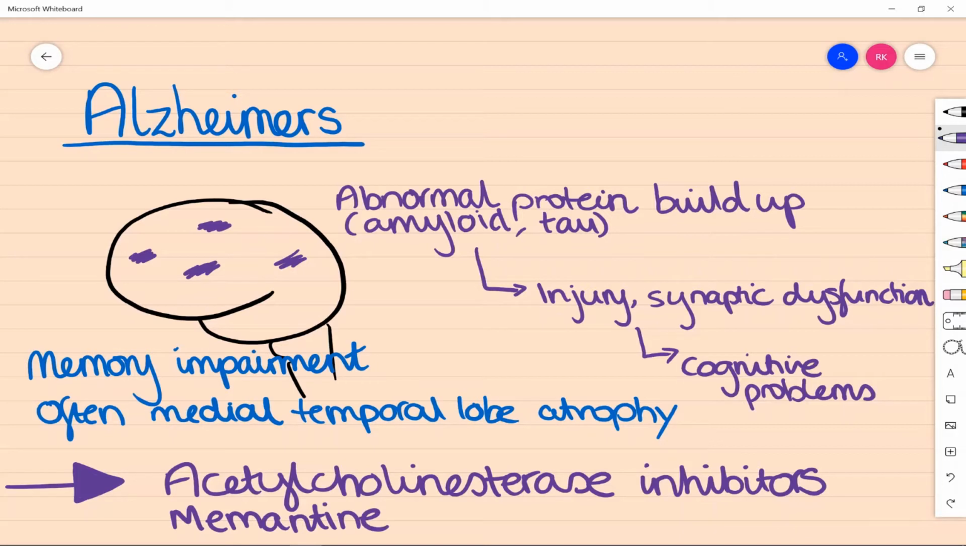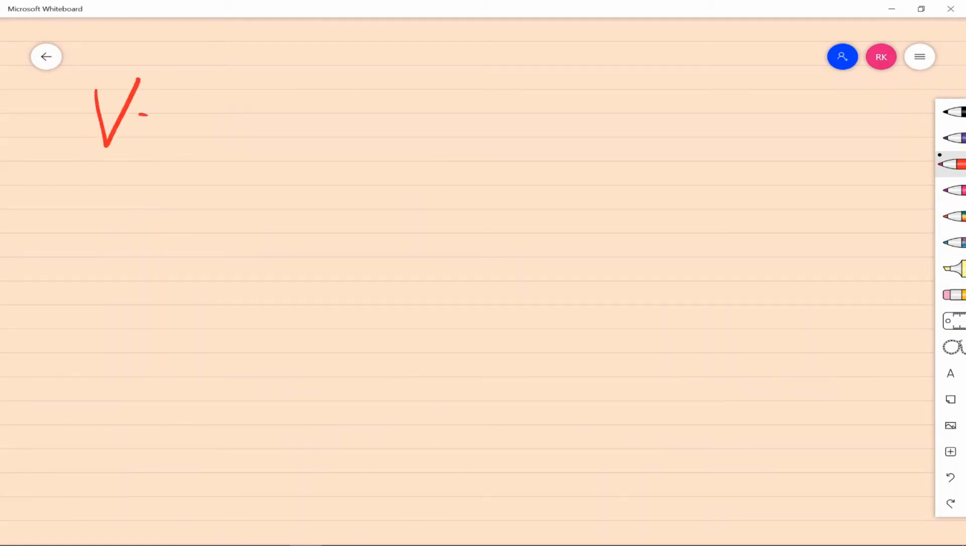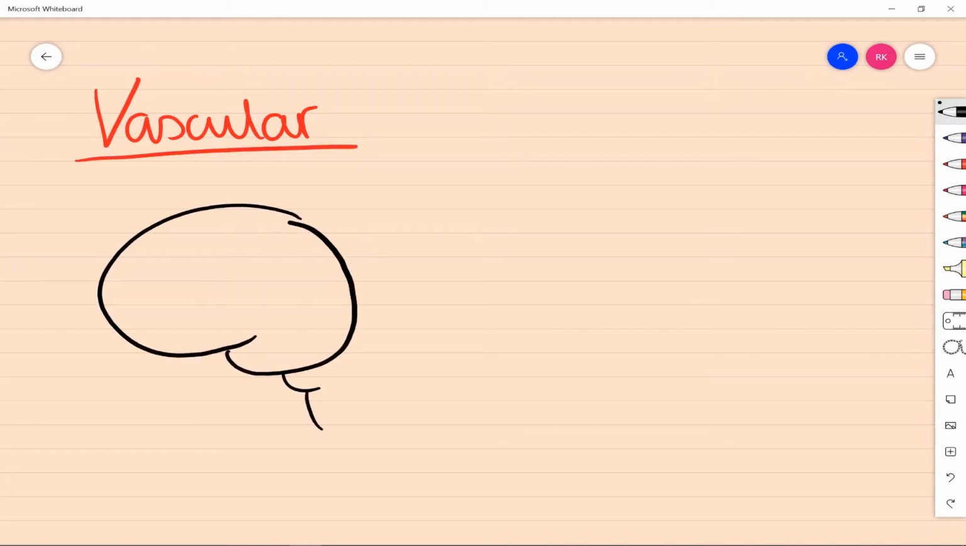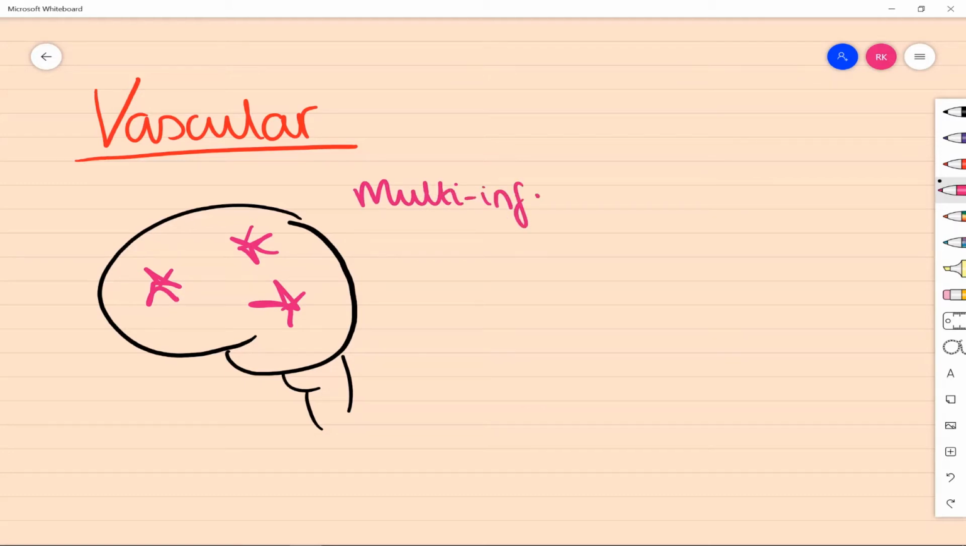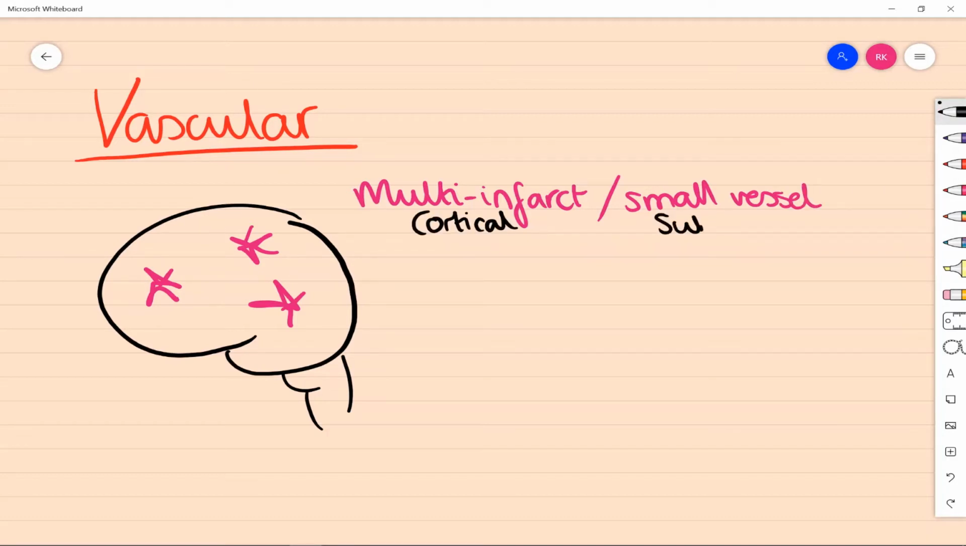The next type of dementia that we'll consider is vascular dementia. So this can be either cortical or subcortical in origin. Cortical means it's affecting more of the lobes itself, so frontal lobe, parietal, temporal and occipital lobes. If it's subcortical, that means it's below the cortex, so that could affect the internal capsule, thalamus, basal ganglia, brainstem, cerebellum, those kind of structures.